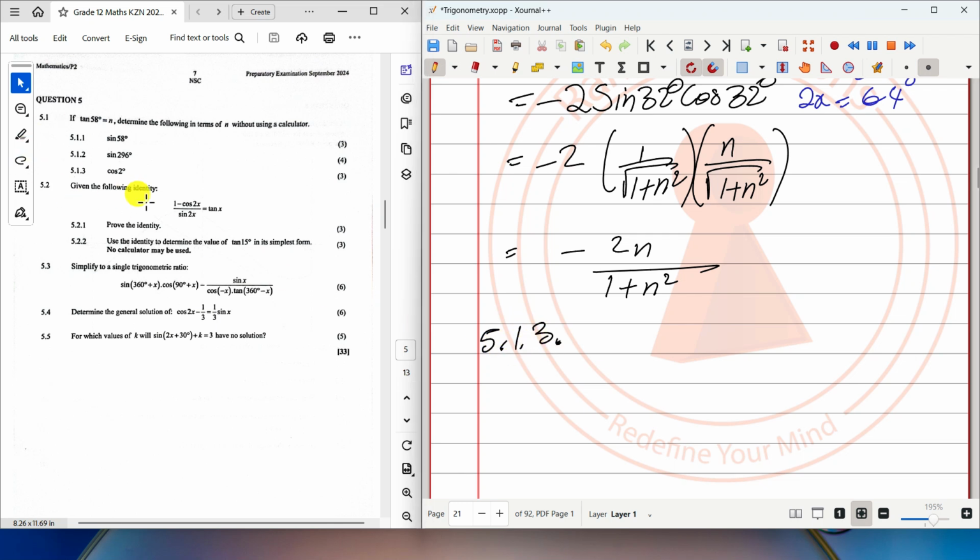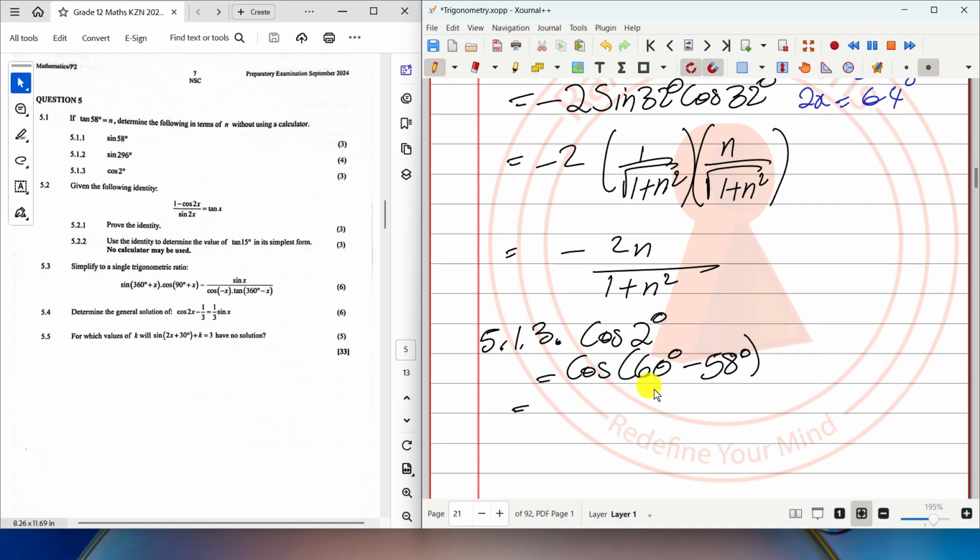5.1.3 says cos 2 degrees. I know we had 52. We can say 60 minus, we had 58. So we can say 60 minus 58. That can work as well, isn't it? Yeah, it can work. So we have cos 2 degrees. We can work with cos of 60 degrees minus 58, right?